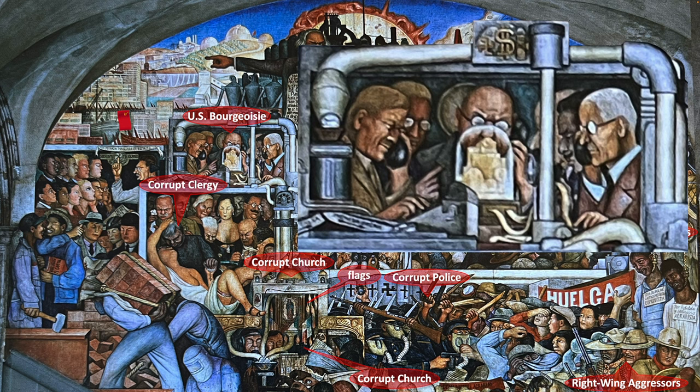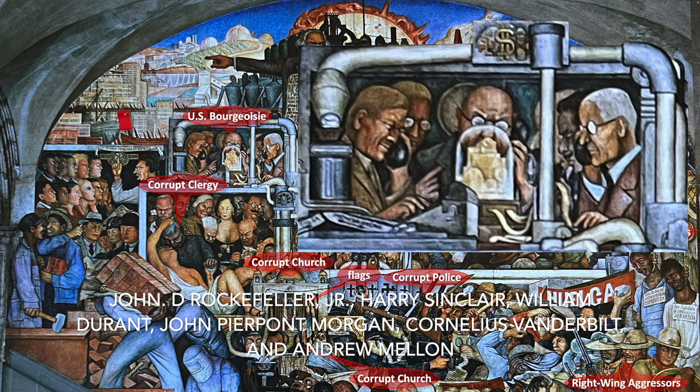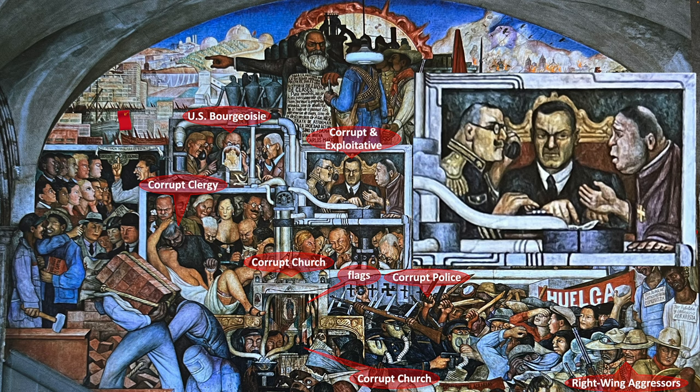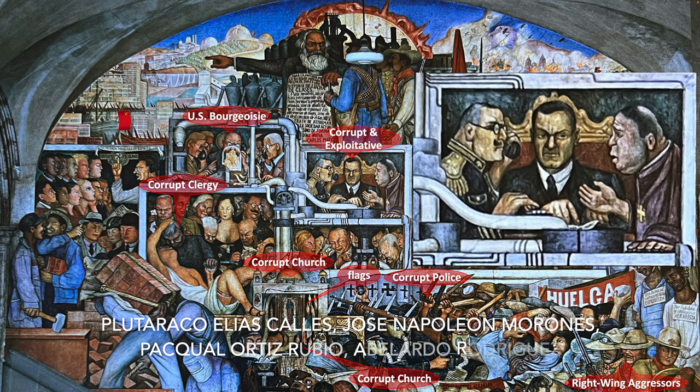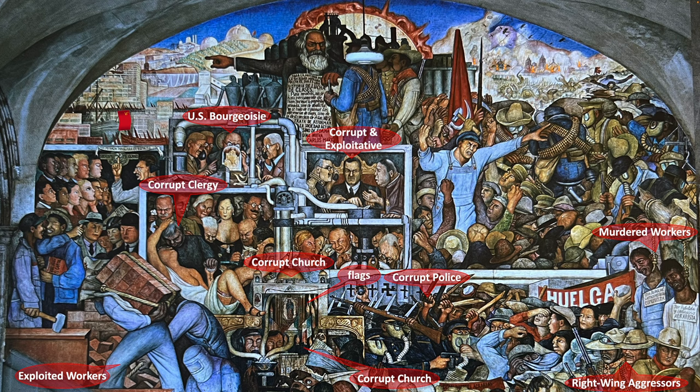From left to right, John D. Rockefeller Jr., Harry Sinclair, William Durant, John Pierpont Morgan, Cornelius Vanderbilt, and Andrew Mellon. And here, army officers, fat capitalists, and ecclesiastics, which are represented by politicians including Calles, Morones, Ortiz Rubio, Abidaro Rodriguez, and corrupt members of the clergy. They have grown rich by exploiting the masses. Here are exploited workers and laborers.